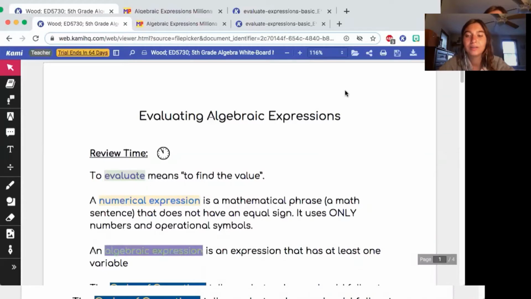Good morning, class. Today we'll be learning about evaluating algebraic expressions.